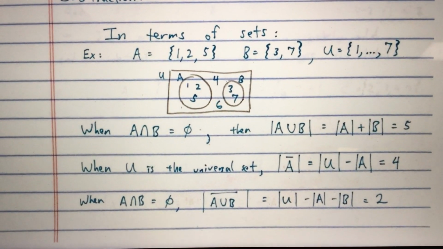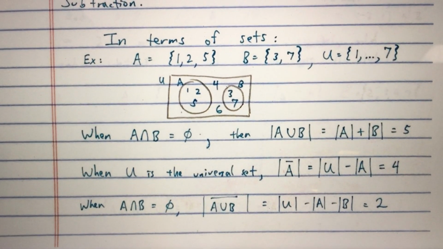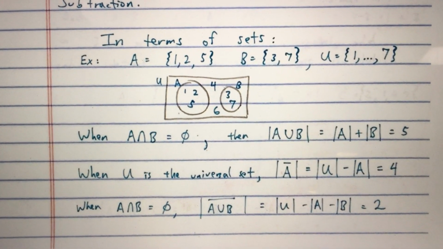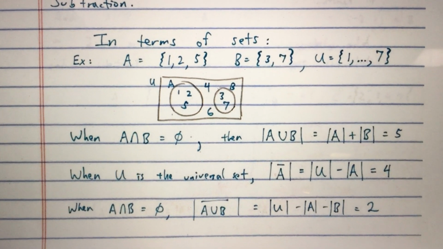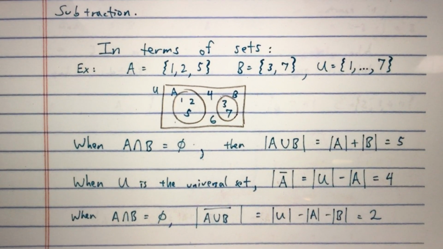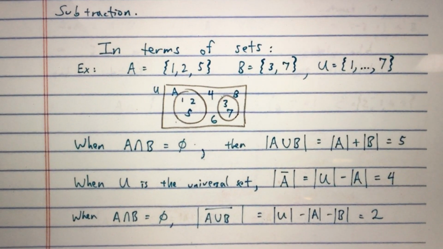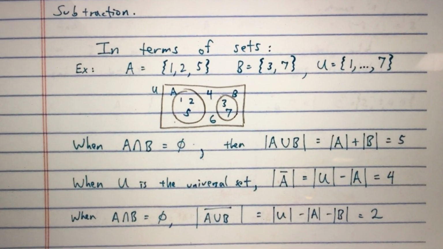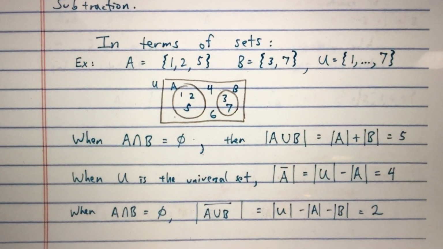So, first of all, when A intersect B is the empty set, in other words, there is no overlap, we say they are disjoint. They don't intersect each other. Then the number of items in the union is equal to the sum of the number of items in the two sets, A and B, which you can see pretty quick from the example. That's the simplest addition.